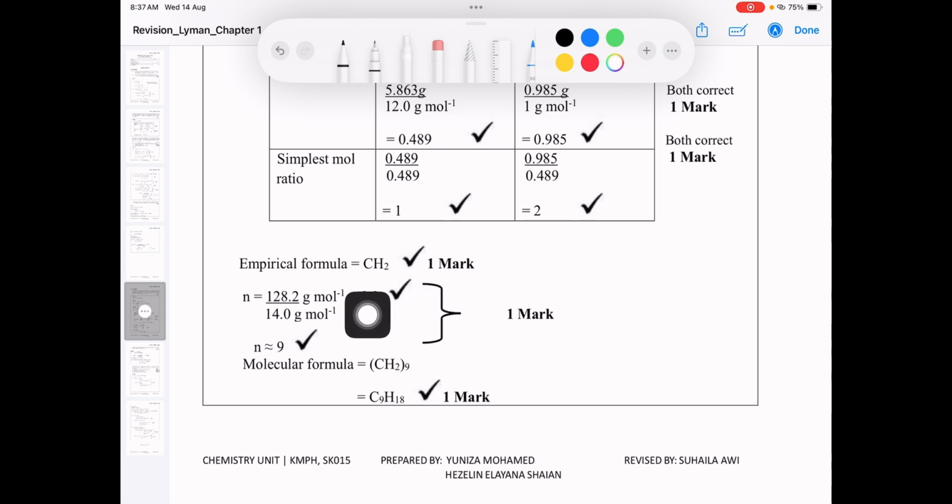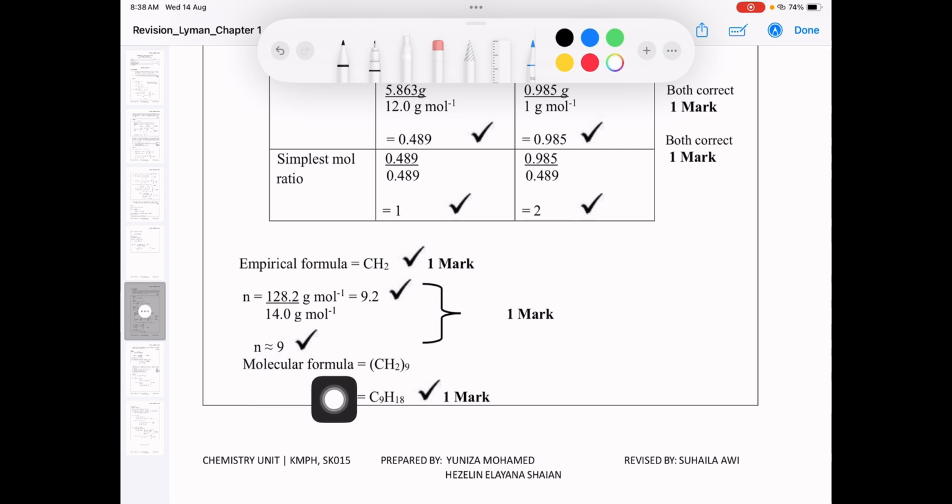Okay, next we want to calculate the molecular formula. So from the empirical formula, CH2, the mass for the empirical formula is 14. Yeah, so we determine the value of n, which is the molar mass given, 128.2 gram per mole, divided by the molar mass of the empirical formula, 14.0 gram per mole, so equal to 9.2. So this is nearer to 9. Okay, so equal to 9.